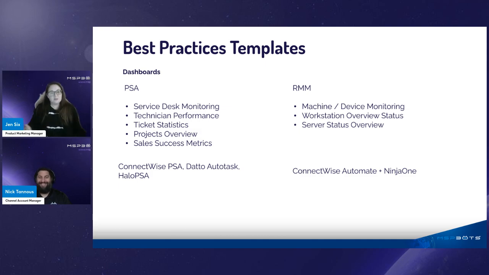So we built them out, like I said, for PSAs and RMMs. You can see down there, they were built for ConnectWise PSA, AutoTask, and Halo PSA initially. And for the RMM side, ConnectWise Automate and Ninja One. But we're very, very receptive to our partner feedback. So, let us know what you think is missing or what you might want to see.